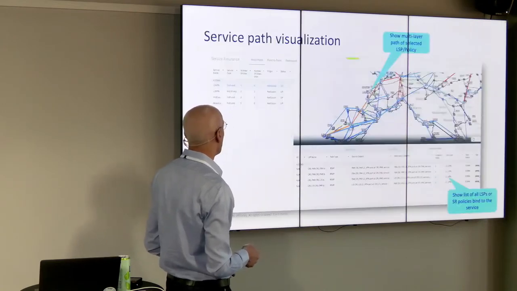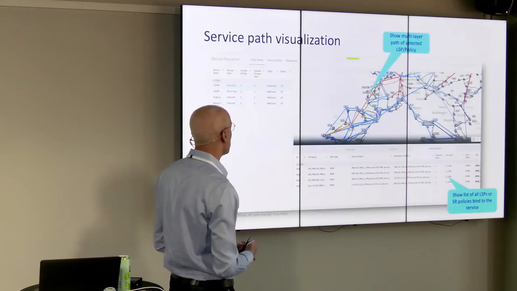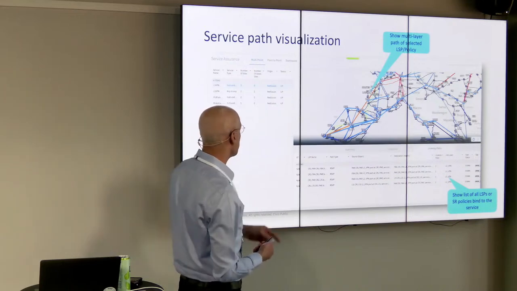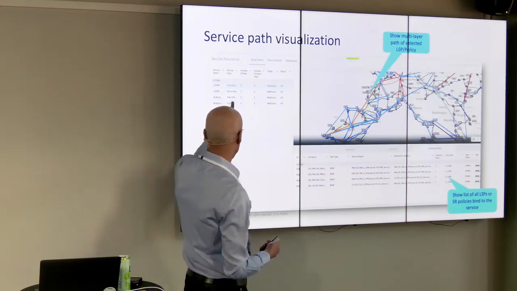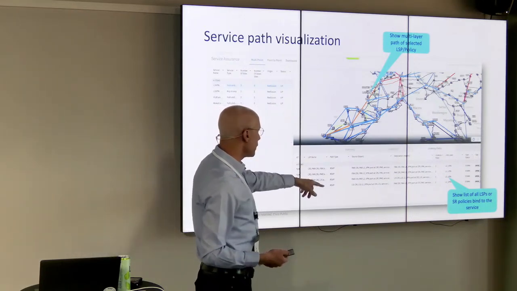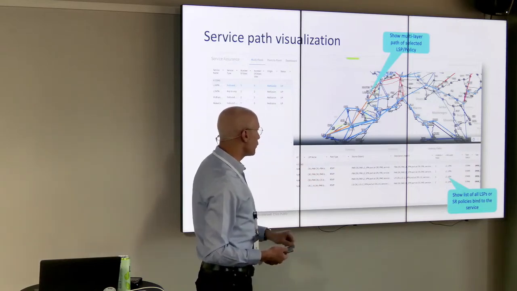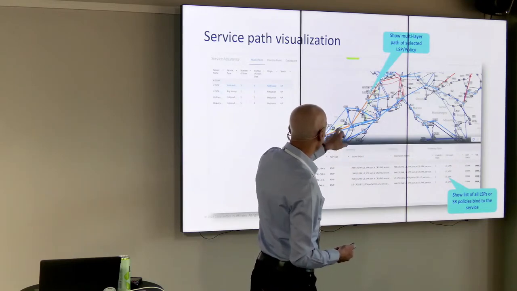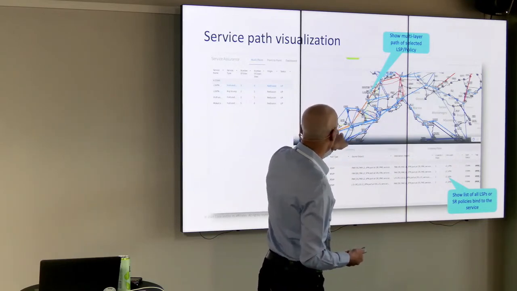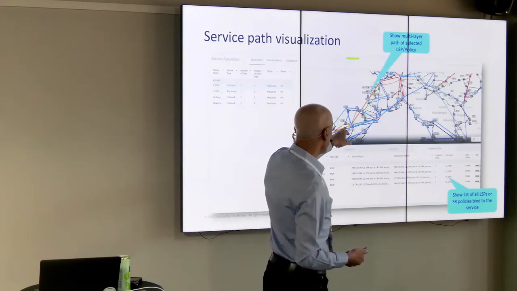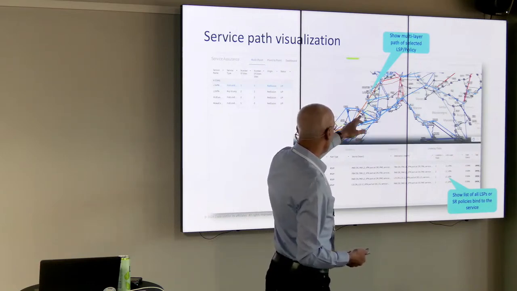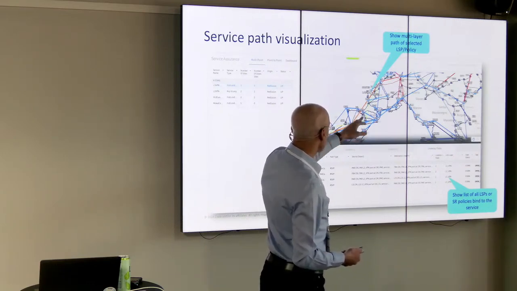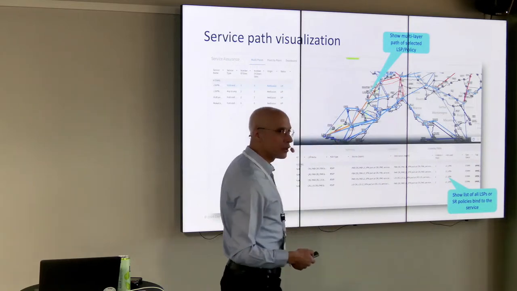Getting to visualization options. As you can imagine, we have the service path visualization, meaning you can select a service in the UI, you can see the underlay path of the VPN, and you can see it visualized on the map. So you can see the traverse of the service from one point to another. And when you select the path, you can see in green also the optical layer, the optical path between the two.